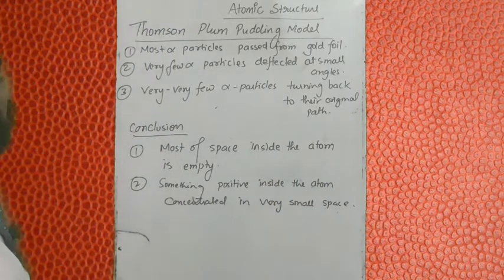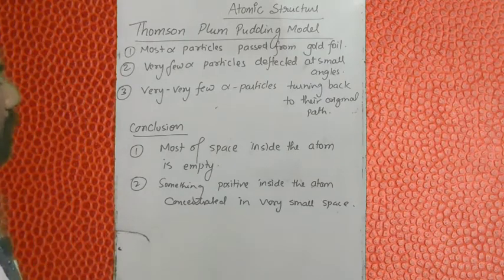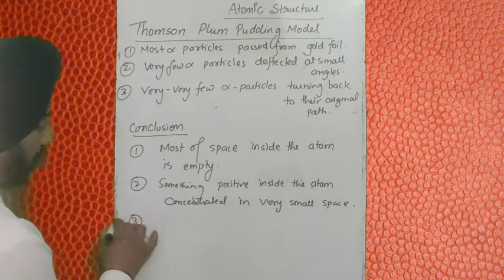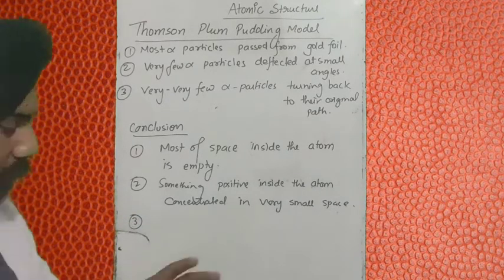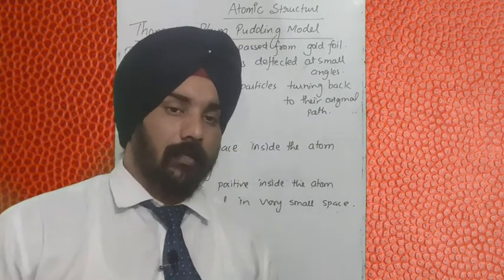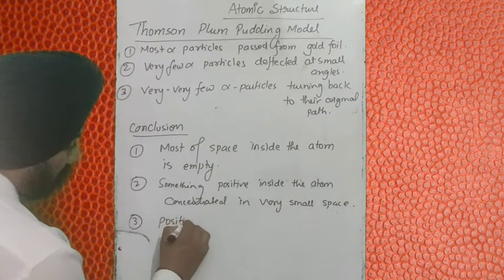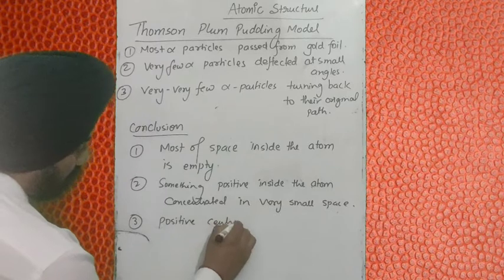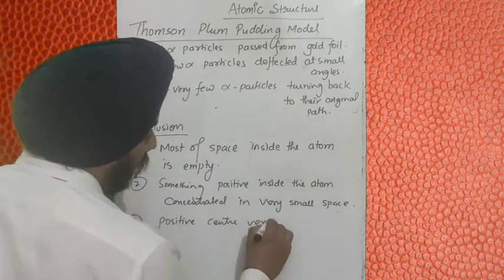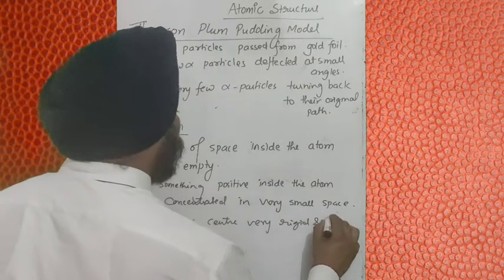And the third observation was that very few alpha particles turn back to their original path. So what did he conclude from this third observation? He concluded that whatever the positive thing inside is, that positive center is very rigid and dense.